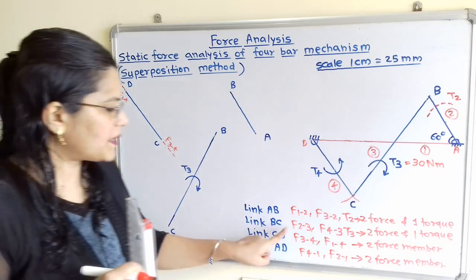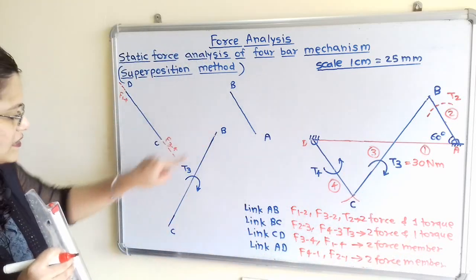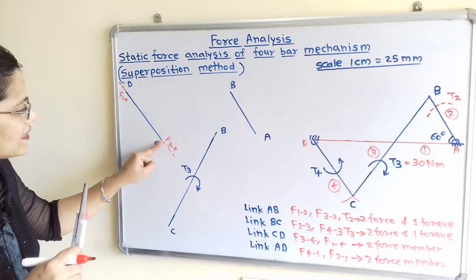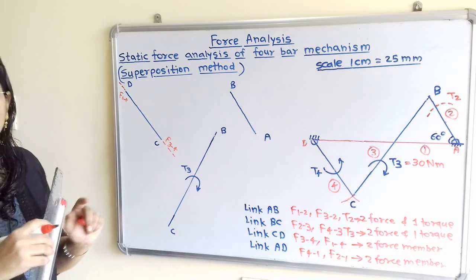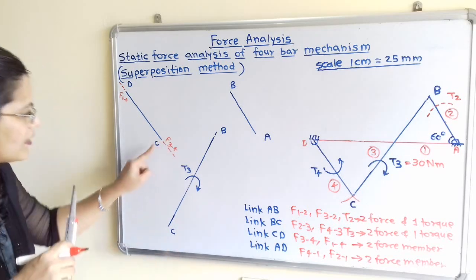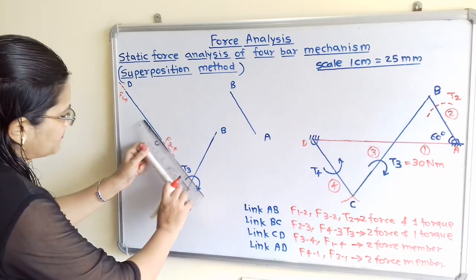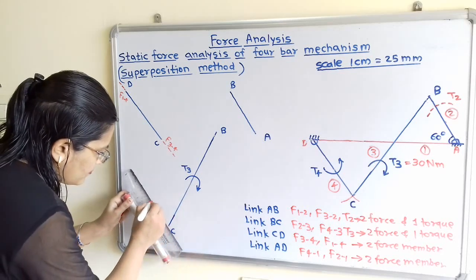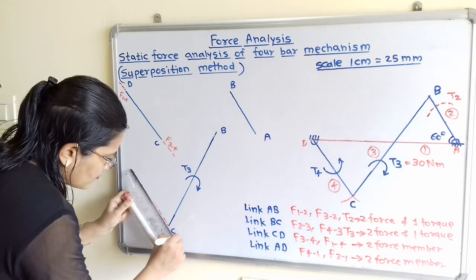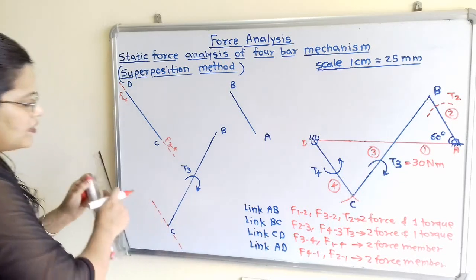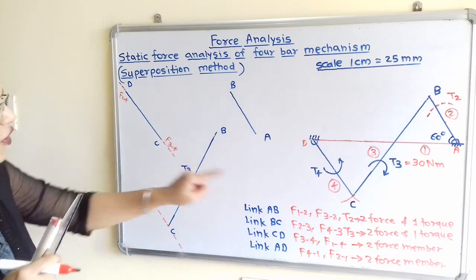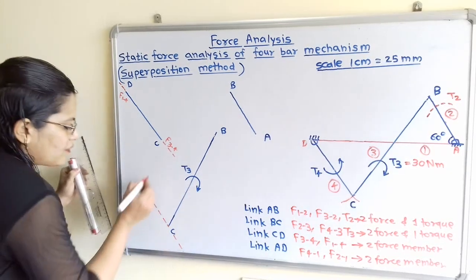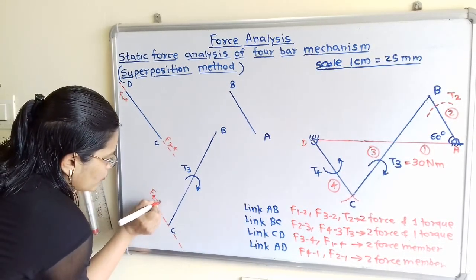Now we will move to the next member, that is 2 force 1 torque member, that is BC. Now we know the line passing through point C, that is the line of action of force F of 3 to 4. So we have to show here the same line that is passing through this point C. So I will show here, we have to take the line parallel to this. Now which is the force? So if we observe this link BC, then through this point C, F of 4 to 3. So this is the line of action of force F of 4 to 3.